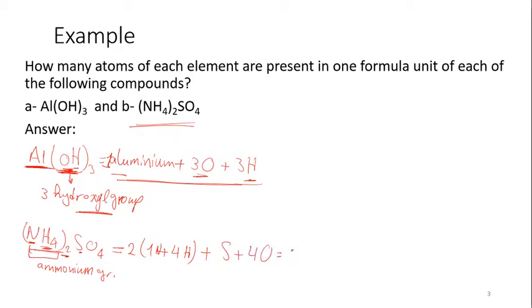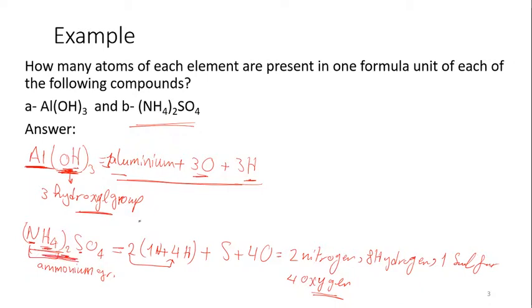So if I look here, I have 2 nitrogen atoms. I also have to multiply the 2 by 4, so I have 8 hydrogens. And I have 1 sulfur, and I have 4 oxygen atoms. This is how I can write the atoms of a certain compound.